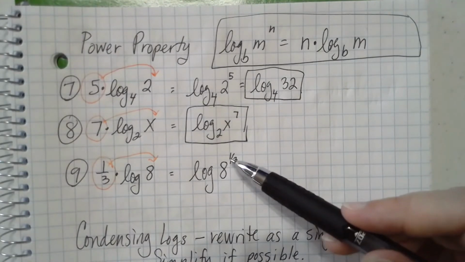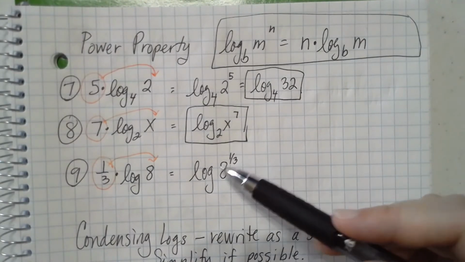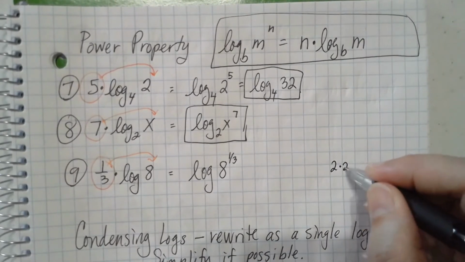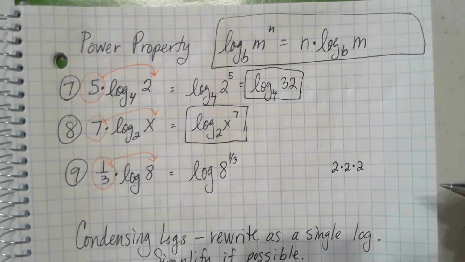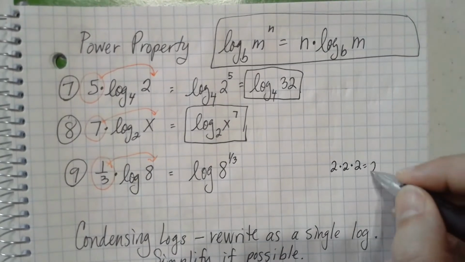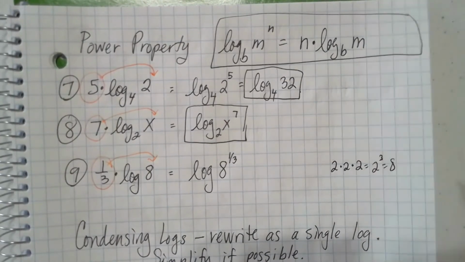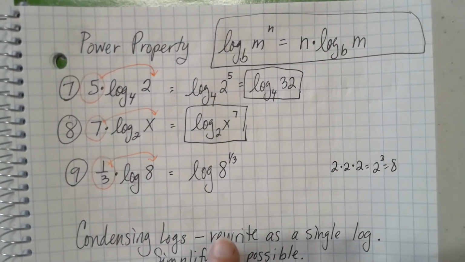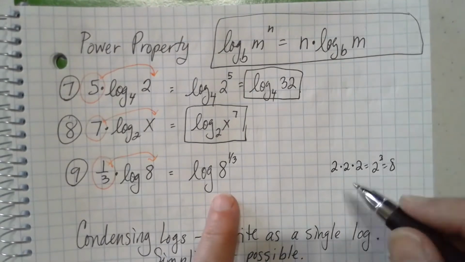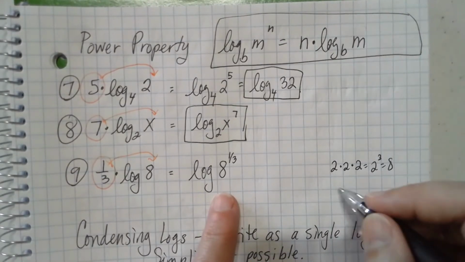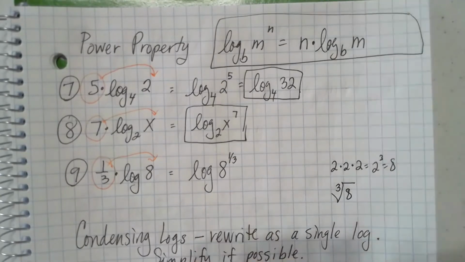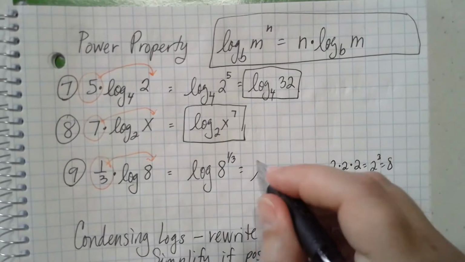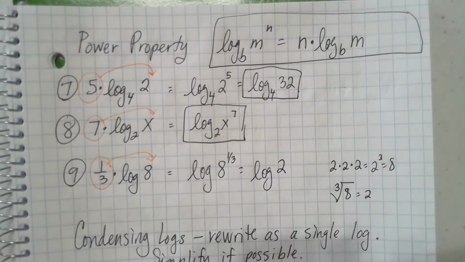So I need something that I multiply 3 times to make 8. 2 times 2 times 2. So 2 to the 3rd power is the same as 8. So reversing that, if I start with 8 and I take it to the 1/3 power, that's like a cube root. Like we would have written it like this. Like what number times itself 3 times makes 8. So this is just going to be log of 2.